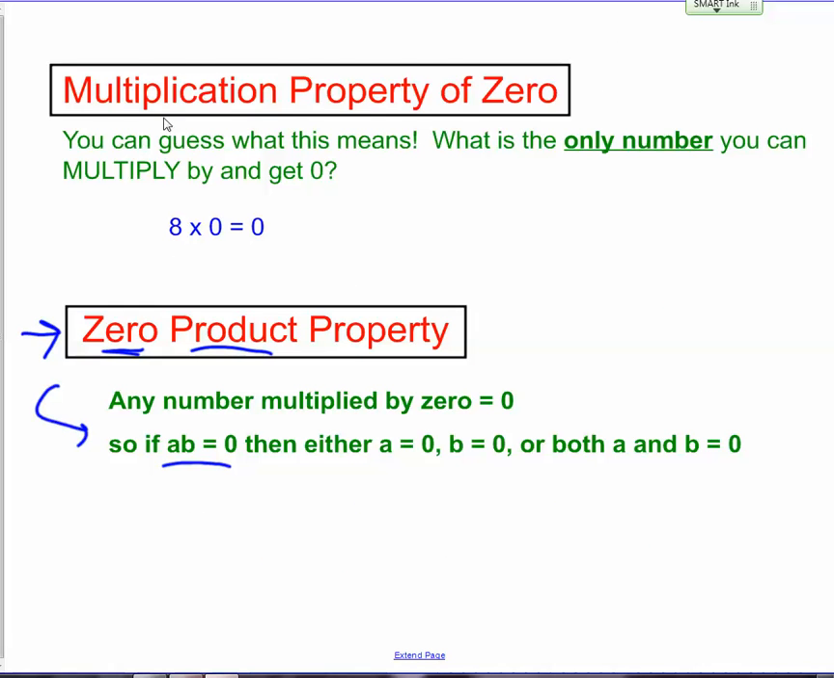And then I had you guess what this meant, and all of you knew, gee, if I multiply anything by 0, I get 0. That is as simple as it is for the multiplication property of 0. Zero product property is going the other way. It's saying if the product is 0, what has to be true about the factors? Well, either A is 0, B is 0, or they're both 0. So if I tell you that the product is 0, then one of these factors must be 0. That's the only way I'm going to get 0. Or they could both be 0. That's all zero product property is.